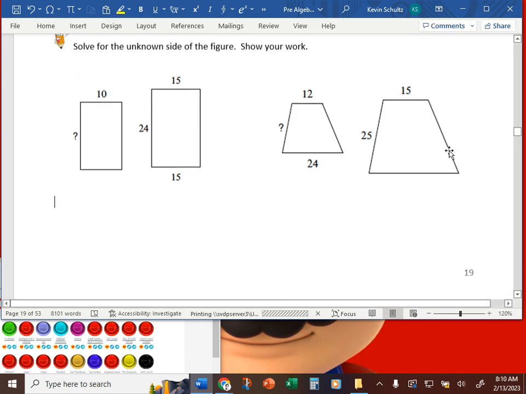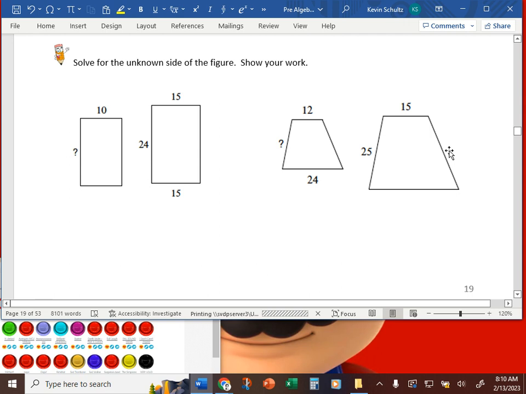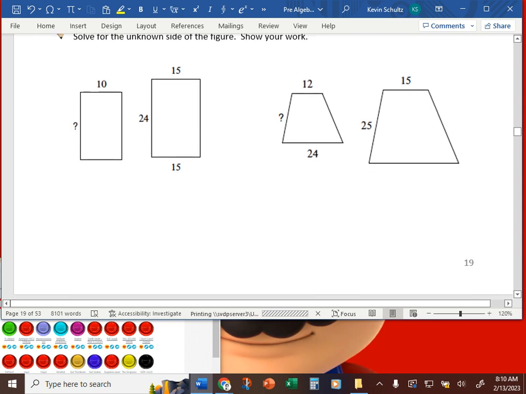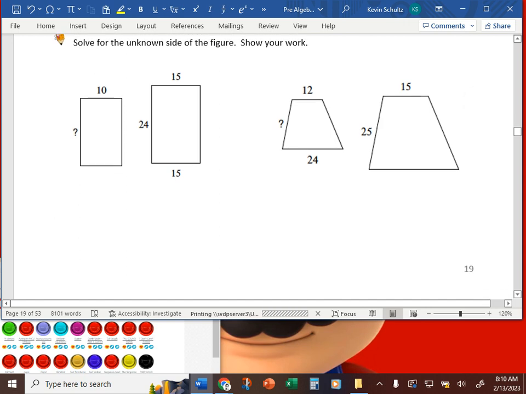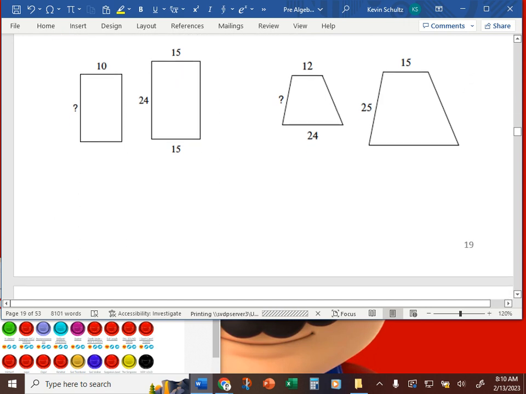Okay. So looking at the bottom of the page here, it says solve for the unknown side of the figure. Show your work. We're going to set this up both ways here. Okay. So give me one way to set this proportion up to solve for, and we'll call it n. Give me one proportion that we could use here to set this up.